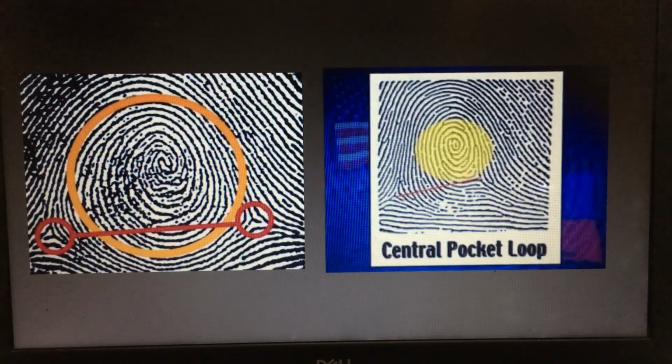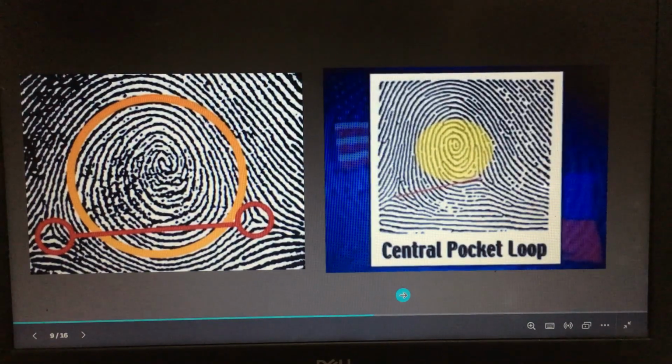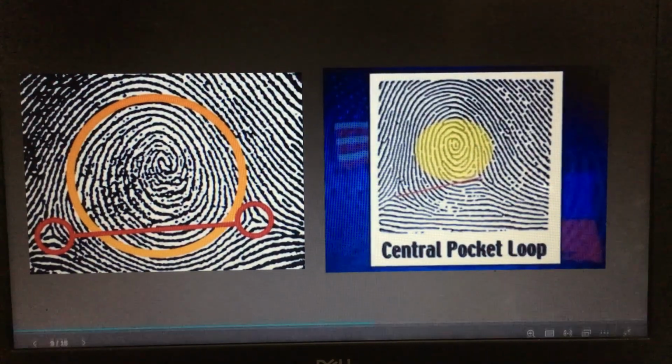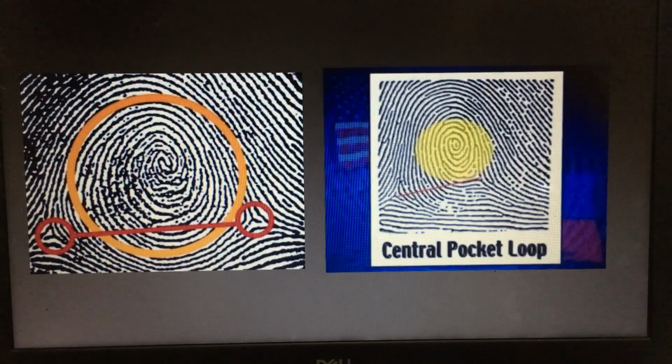So remember that in a central pocket loop whirl, what is required is at least one recurving or whirl type ridge below the core to form the pocket in the center of the pattern. It is important here to recall the difference between recurving and converging ridges.